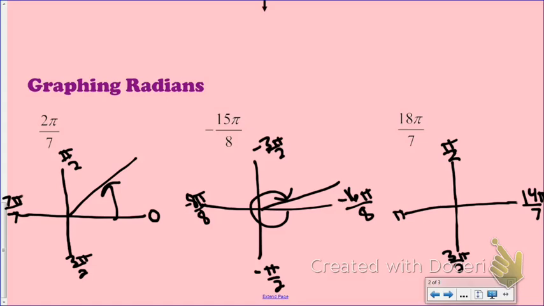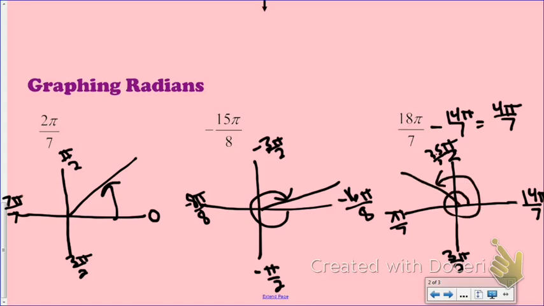So I'm going to subtract 2 pi, which is 14 pi over 7. So what I'm really graphing is a full circle and 4 pi over 7. So a full circle and that, this would be 7 pi over 7, this would be 3.5 pi over 7. So I know 4 pi over 7 would be in this quadrant, so I draw my full circle, and then I end here.